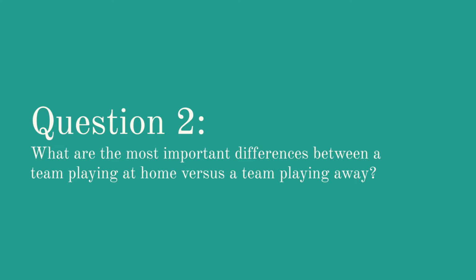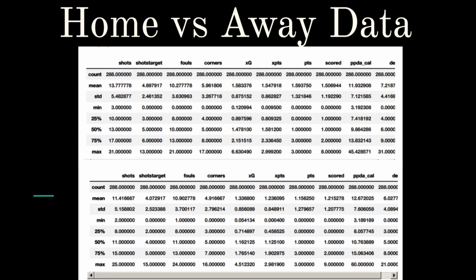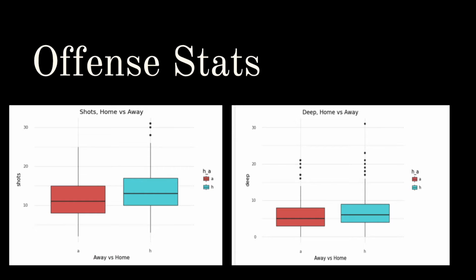So going on to the second question, the most important differences between playing at home versus playing away. This is one that I really wanted to look into because people always say that home is an advantage, but I wanted to check it. These are the two data sets, home being the top, away being the bottom. We're going to kind of get into the differences between them going forward. I just wanted to put all the data out here so you can look more into it.